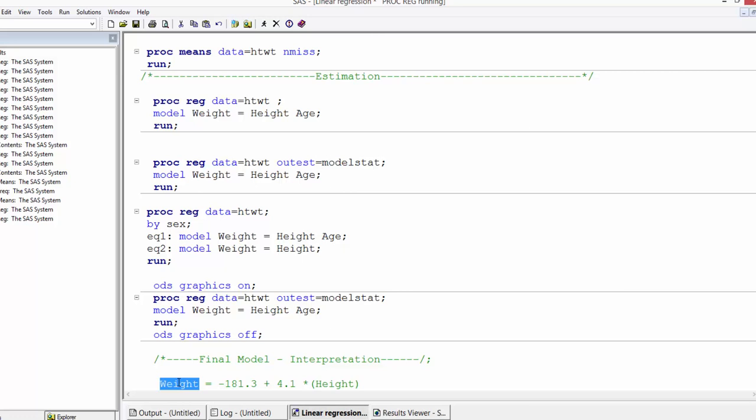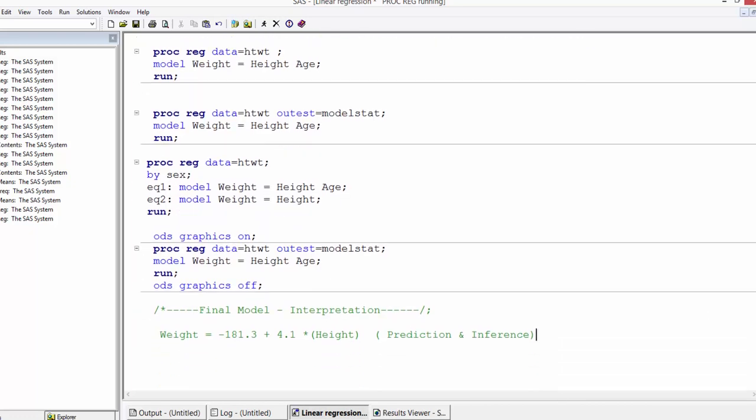Now this is just one use of the linear regression model, which is prediction. There is another use of linear regression, which is known as inference. I'll just write it down for you. So there are two things: one is prediction and the other one is inference.